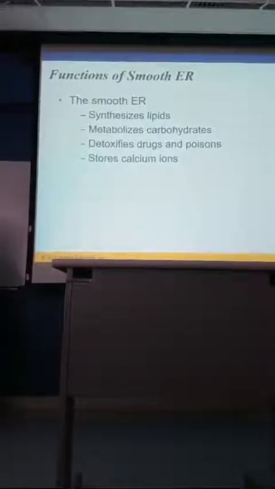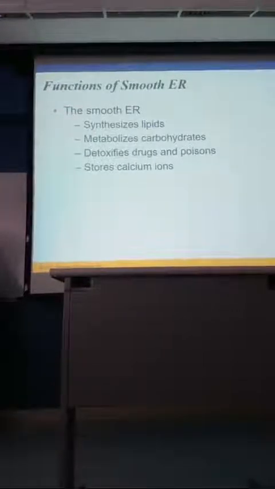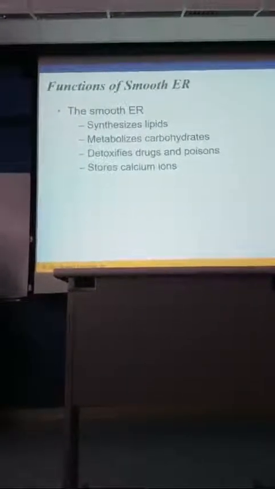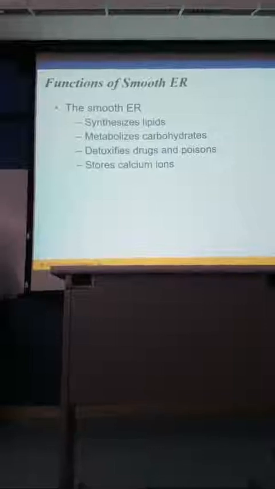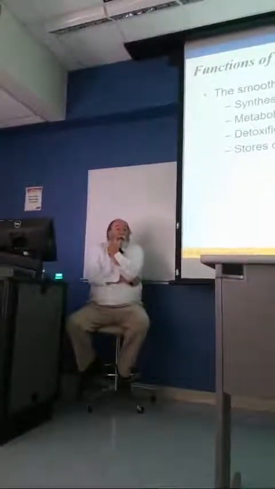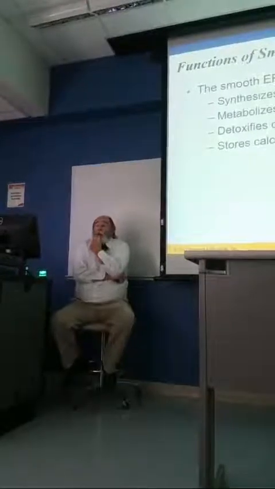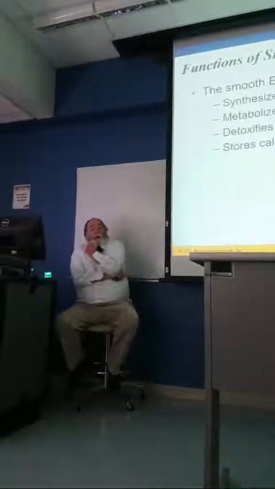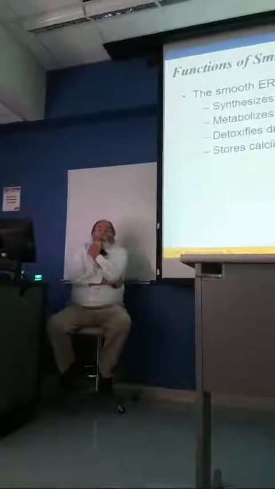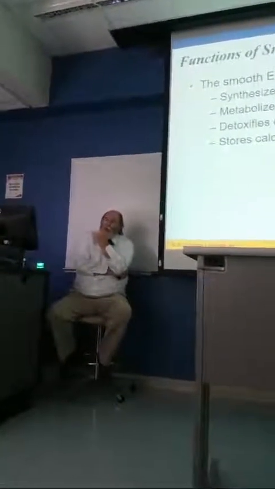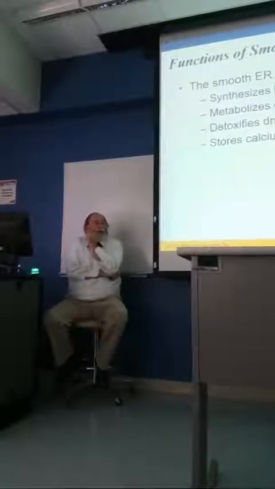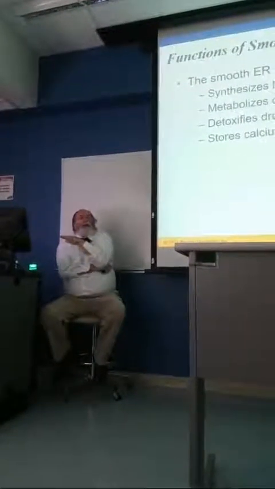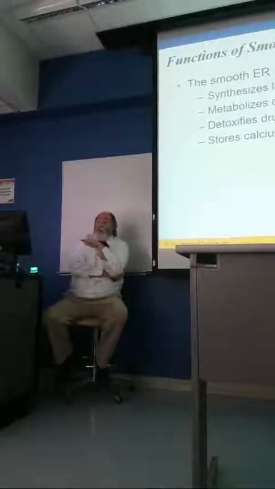Detoxification occurs in the liver cells. So liver cells will have a very high amount of smooth ER because that's the organ's job, is to break down. If you take something like penicillin, it usually takes 8 to 24 hours to get to what is called the blood level, that effective level where it works.